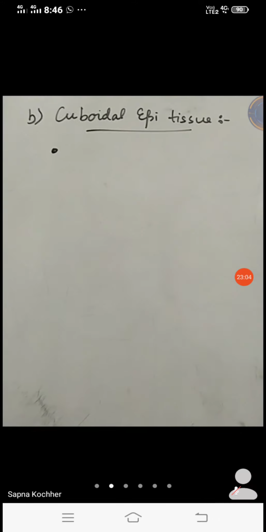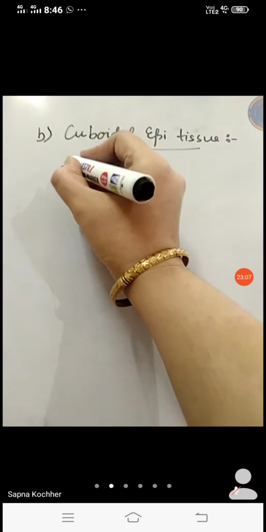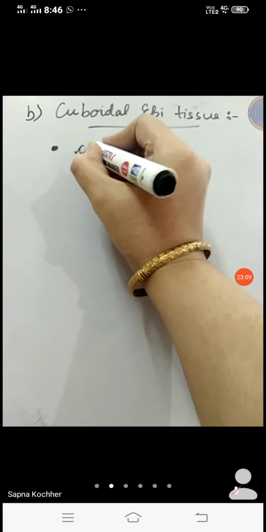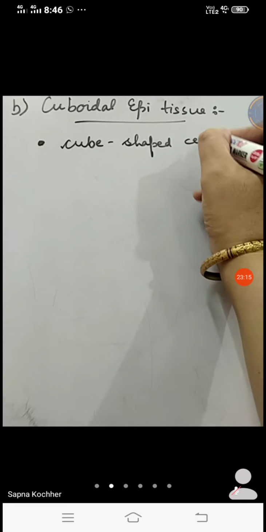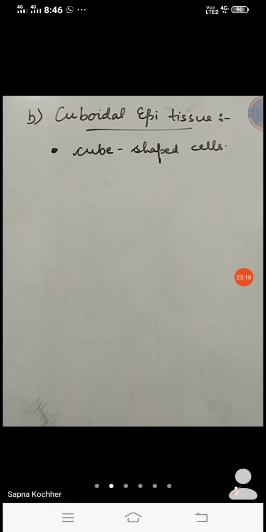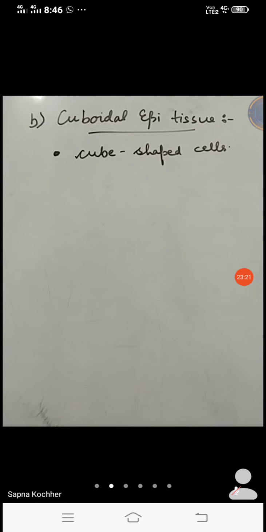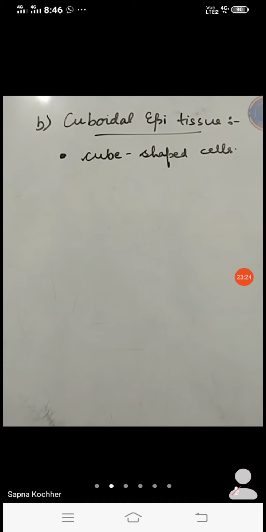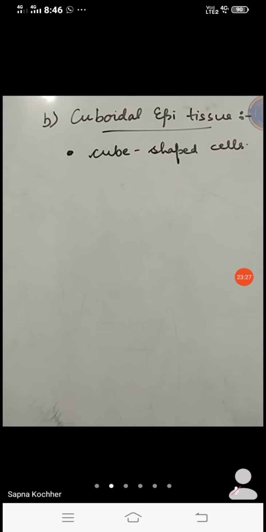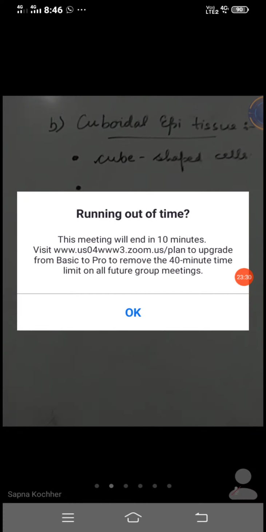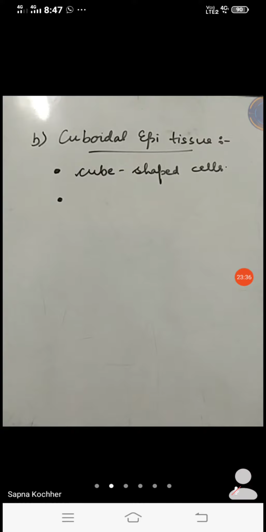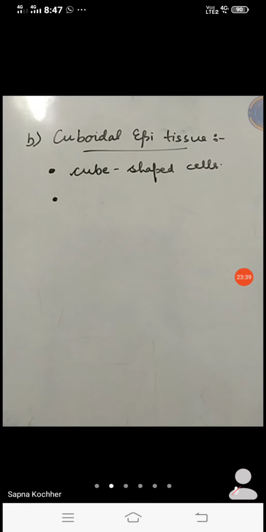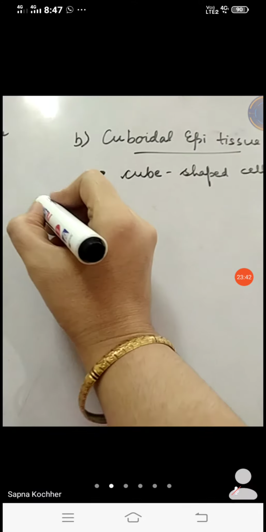As we have written for the squamous epithelium, they have thin and flattened cells which are more or less squarish, right? So here it is composed of cells which are cube shaped. Okay? So cube shaped cells make the layer of cuboidal epithelial tissue, right? These cells are also found in the nephrons of the kidneys. They are found in the tubular parts, basically. The cuboidal epithelial tissue is found in the tubular parts of the nephron and also in the ducts of the gland.